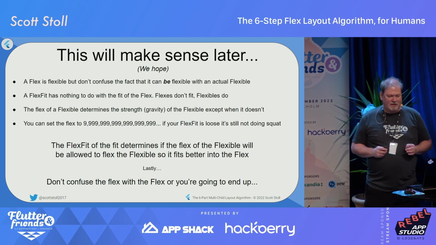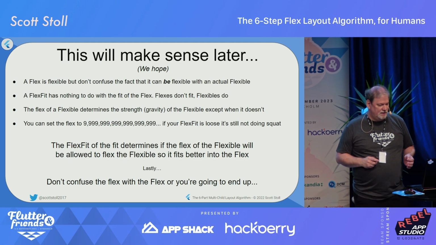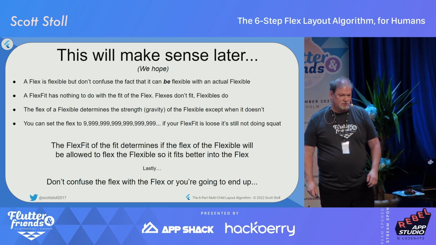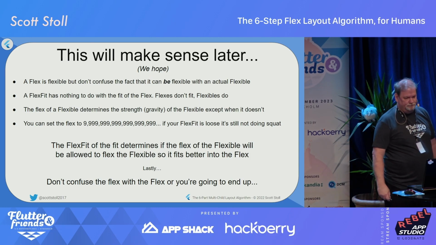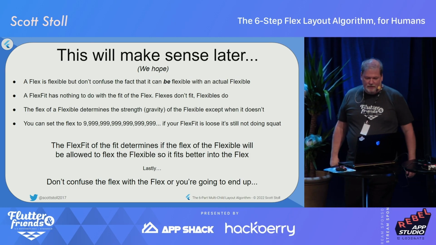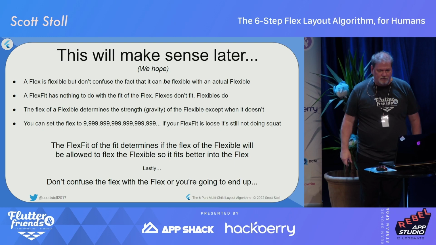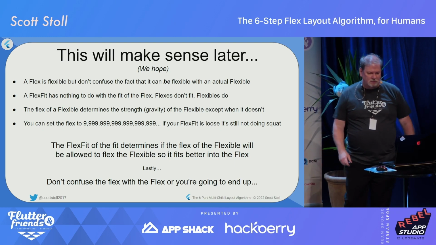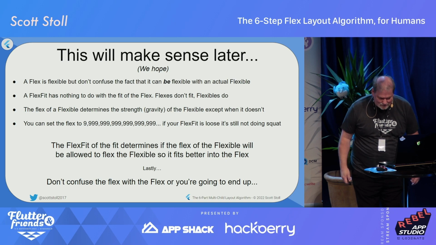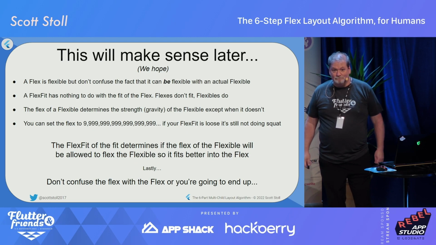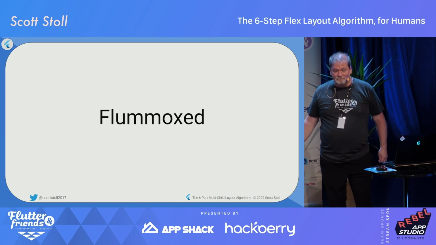But here we go. A flex is flexible, but don't confuse the fact that it can be flexible with an actual flexible. A flex fit has nothing to do with the fit of the flex. Flexes don't fit. Flexibles do. The flex of a flexible determines the strength of a flexible, except when it doesn't. You can set the flex to 9 kajillion. If the flex fit is loose, it's not going to do squat. The flex fit of the fit determines if the flex of the flexible will be allowed to flex the flexible so that it fits better into the flex. And lastly, don't confuse the flex with the flex, or you're going to end up. Were you thinking something else?